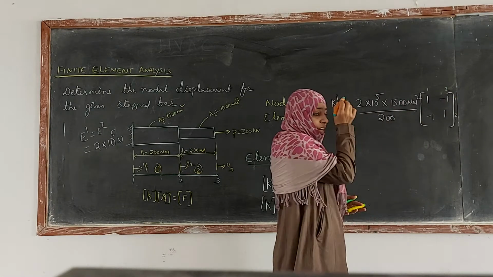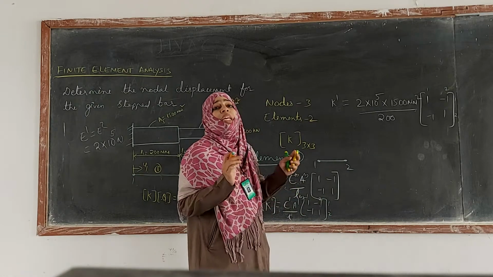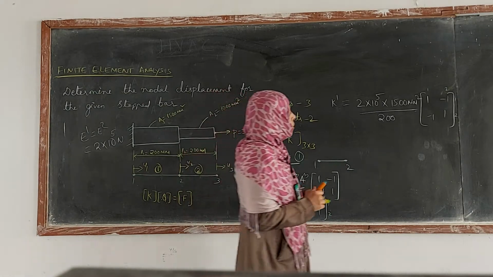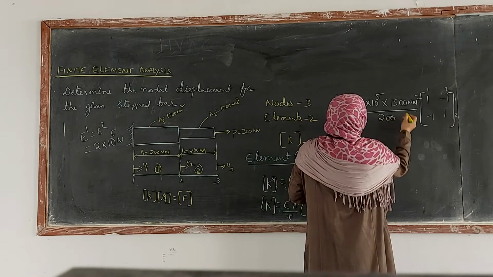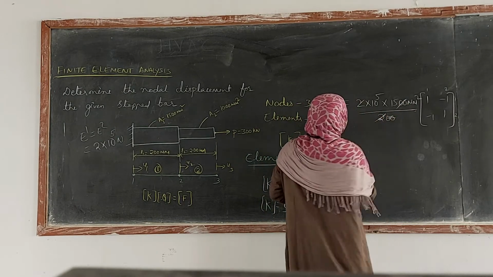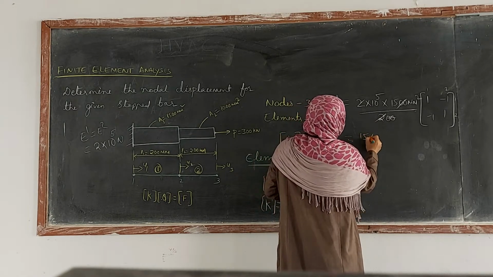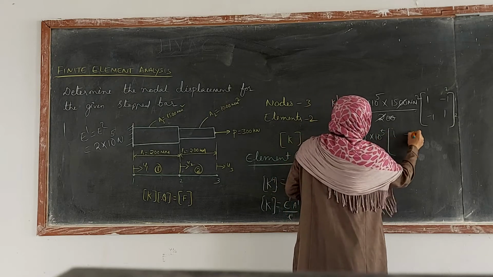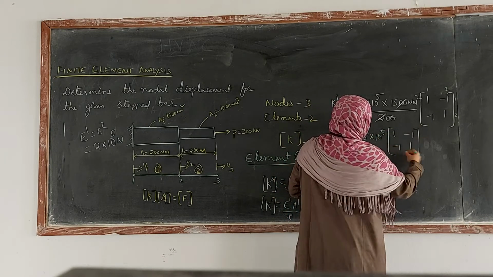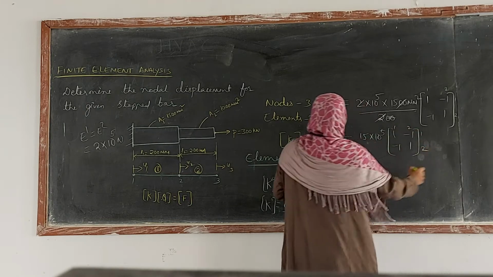So why are we writing the shading nodes? Because whenever we are going for the globalization of the matrices, it will be easy for us. If you see here, if you just remove this 2 2, the left side will be 15 into 10 to the power of 5, [1 -1; -1 1], with the shading nodes as 1 2 1.